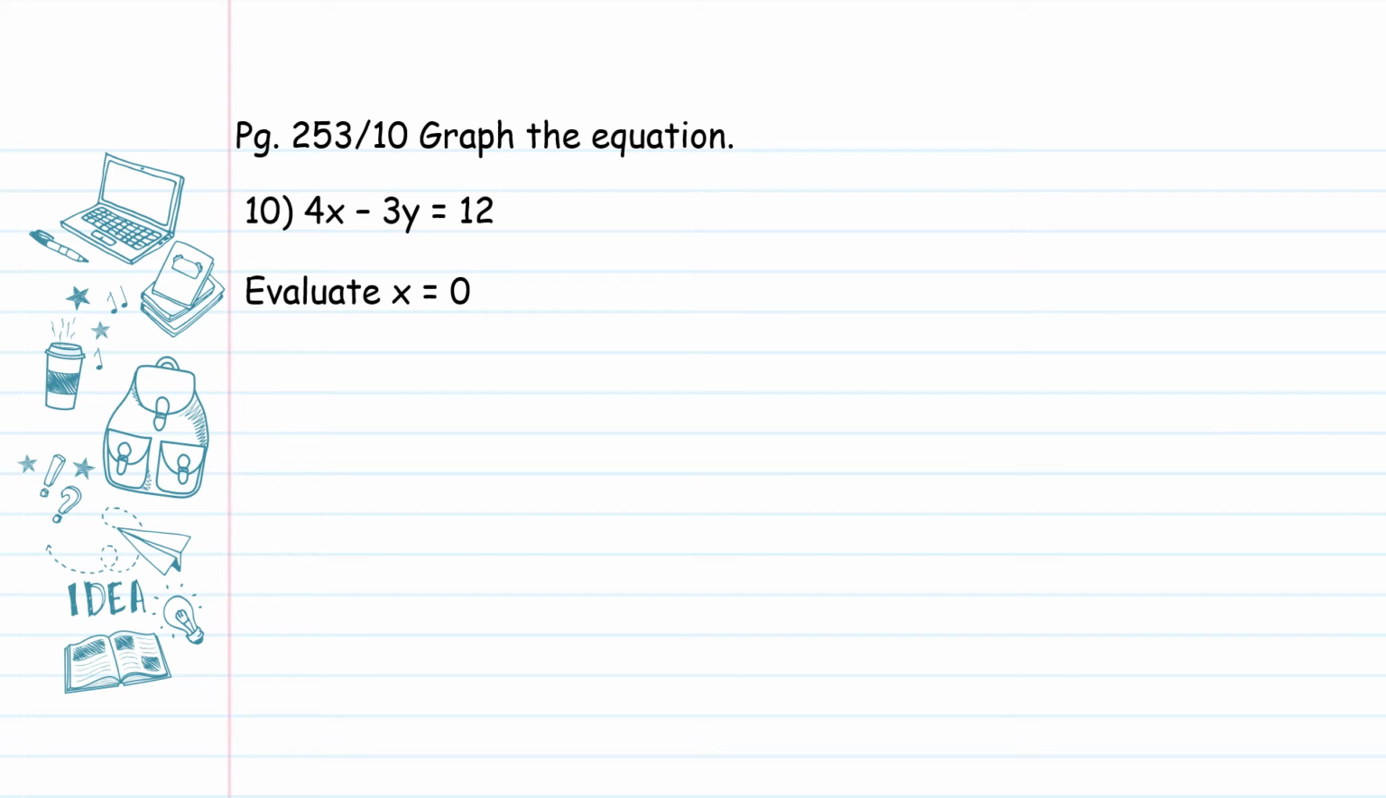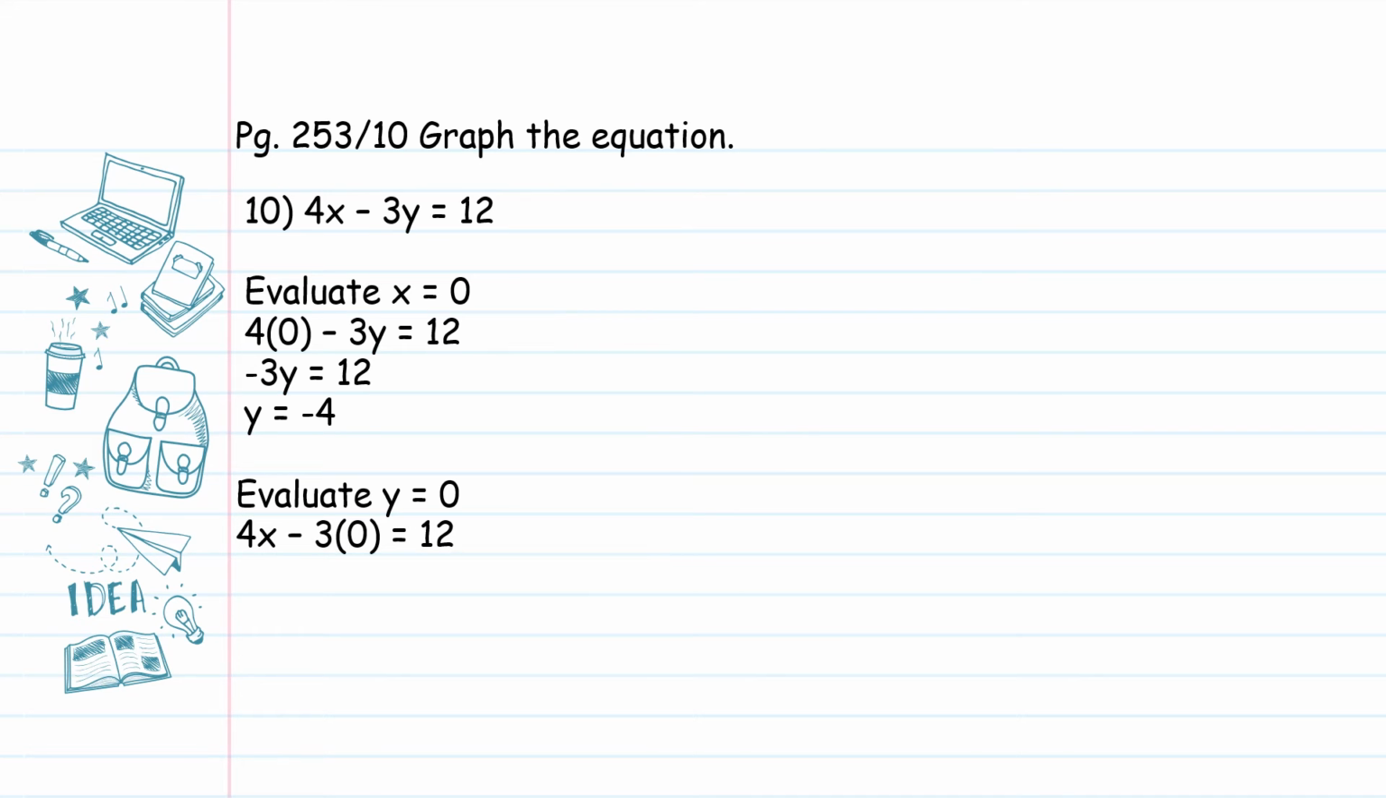So first, let's evaluate x is equal to 0. So we're going to plug in 0 for x. This gives us 4 times 0 minus 3y is equal to 12. And then we get -3y is equal to 12. Then we divide both sides by -3, and we get y is equal to -4. Now we're going to evaluate y is equal to 0. This will be our x-intercept.